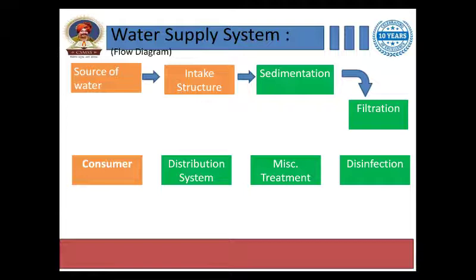So the first component of the water treatment plant will be the sedimentation. We will study it in the next chapters or next videos. Then after the sedimentation, this water will be sent to filtration, right? Then this filtered water will be sent to disinfection, right? Then after disinfection, this water will be sent to the distribution system, and from the distribution system it will be sent to the consumer.